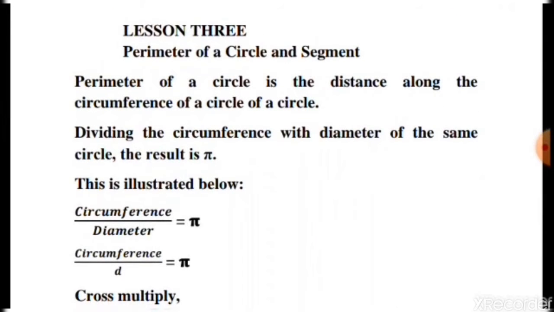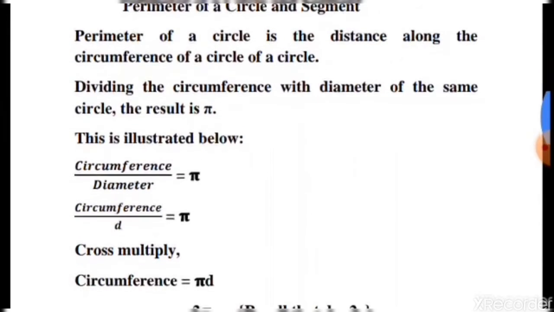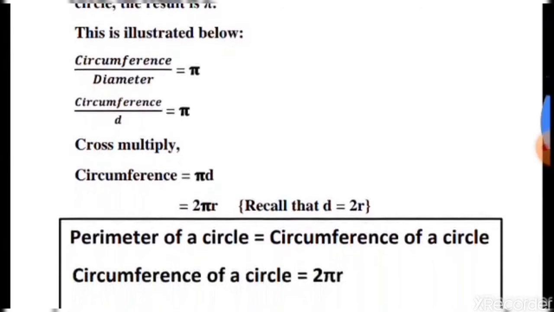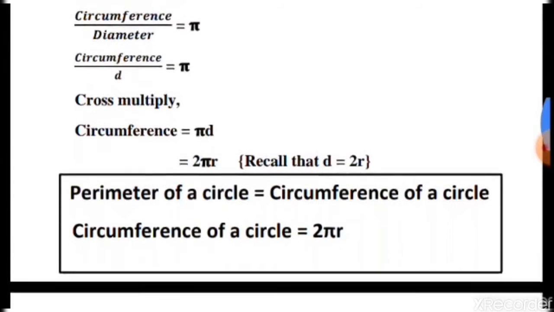Circumference over diameter is equals to pi. Circumference over diameter, where your diameter is d, is equals to pi. So when you cross multiply, we will have circumference is equals to pi d. So the formula for finding the circumference is pi d. Better still, your diameter is 2 radius. So circumference becomes 2 pi r. So at any point in time, perimeter of a circle is equals to circumference of a circle, and circumference of a circle is equals to 2 pi r.